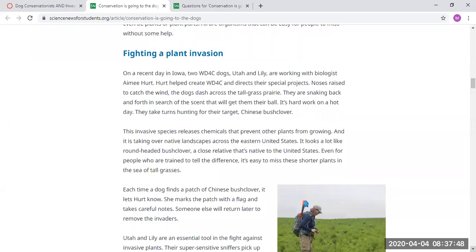They take turns hunting for their target, Chinese bush clover. This invasive species releases chemicals that prevent other plants from growing, and it takes over native landscapes from the eastern United States. It looks a lot like round-headed bush clover, a close relative that's native to the United States. Even for people who are trained to tell the difference, it's easy to miss these shorter plants in the sea of tall grasses.